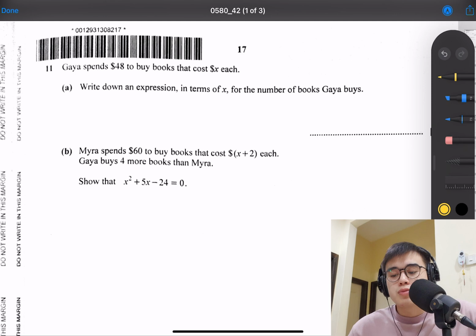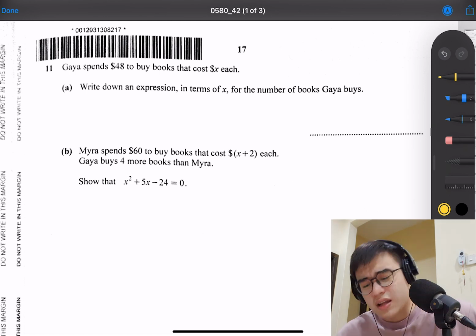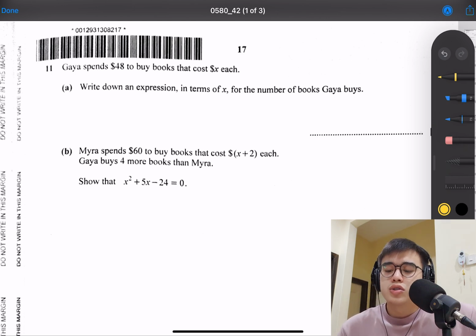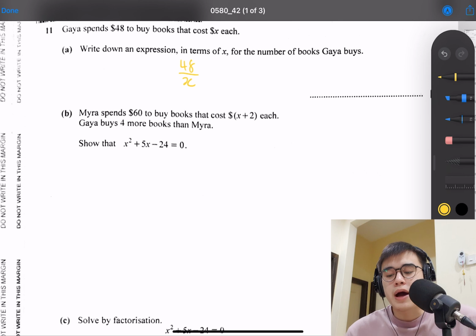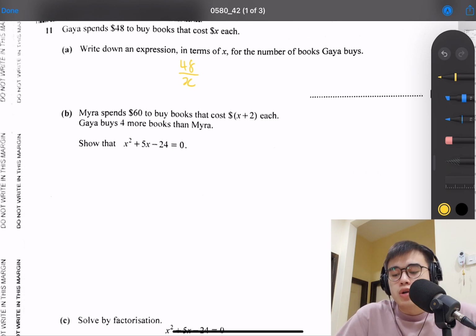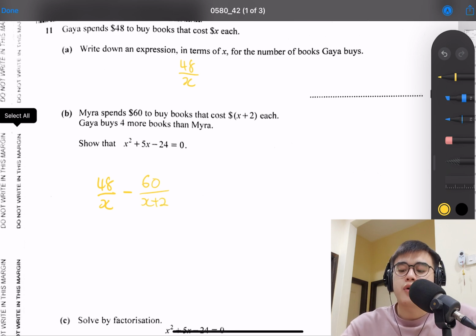Gaia spent $48 to buy books that cost x dollars each. So the expression here will be by taking 48 divided by x. Reason being that's the money that you have, and the x is the cost per book. So by dividing it, you will get the number of books Gaia buys. Myra spent 60 to buy books that cost x plus $2 each. Okay, so the number that Gaia buys is actually more than Myra. So when I take them and minus off each other, you should get 4 at the other end.